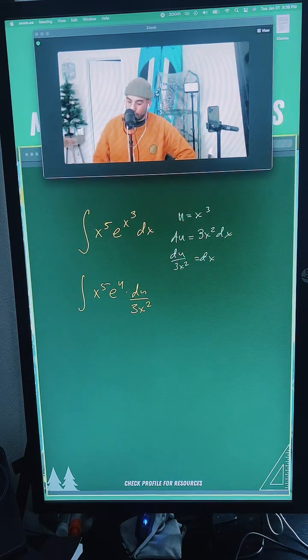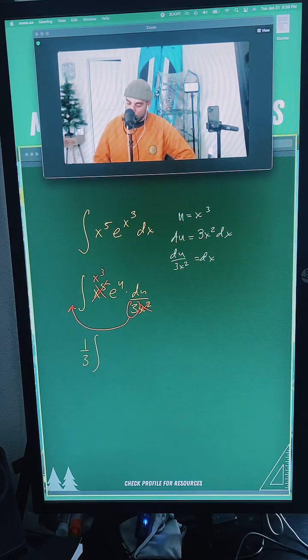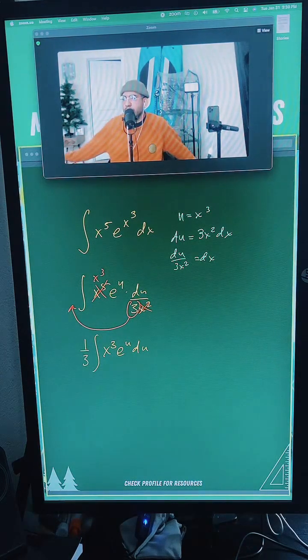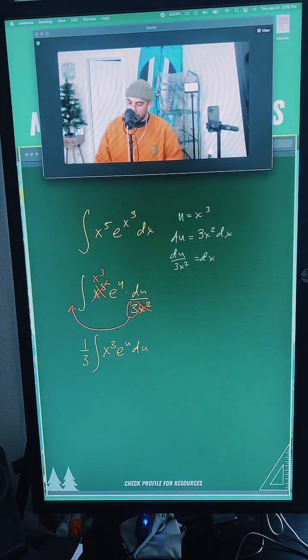We have an x to the fifth on the top, which is going to become x cubed because that's going to cancel out with the x squared on the bottom. And then we bring the 3 on the outside. Let's see if this works. So now we have 1/3 x cubed e to the u du. Did I do that right? I think so. Oh, this is pretty neat. And then from there, we just use the idea.